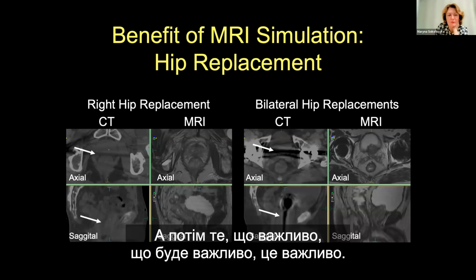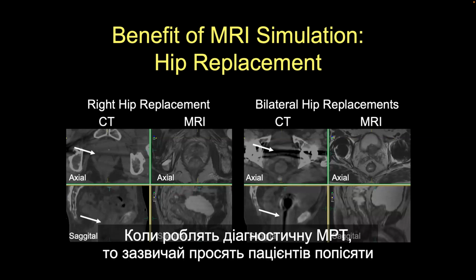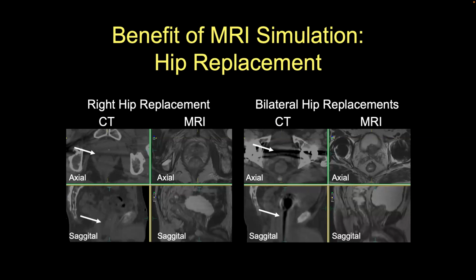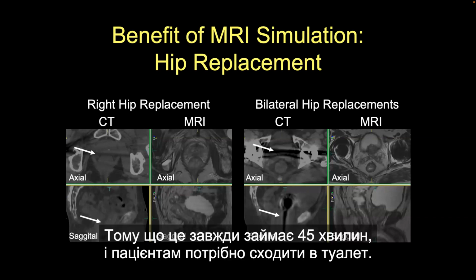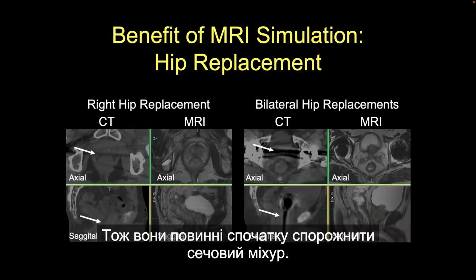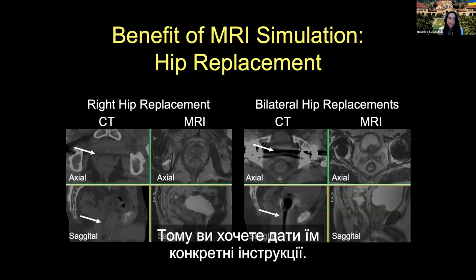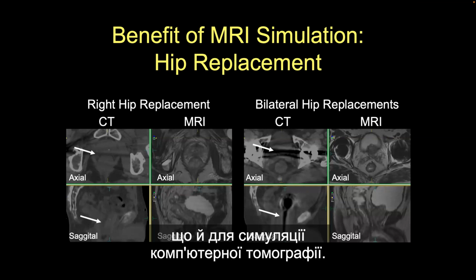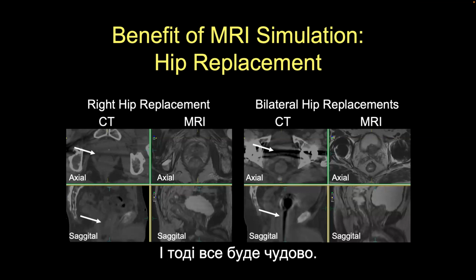Okay, thank you very much. What will be important, this is important: it is routine and customary when they do diagnostic MRI to tell the patients to pee before they get on the machine, because it always takes 45 minutes and patients have to go to the bathroom. So they have them empty their bladder first. You want to give them specific instructions. Do not tell the patient to pee. You give them the same drinking instructions you would give them for doing the CT sim. And then it should be great.